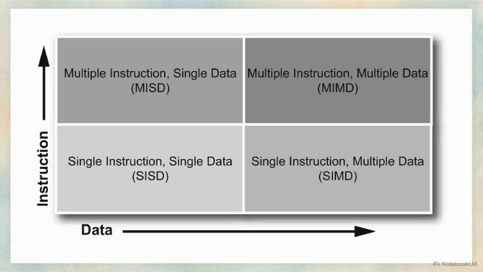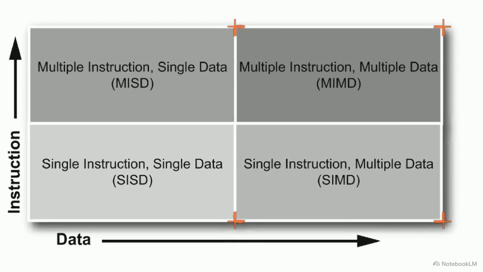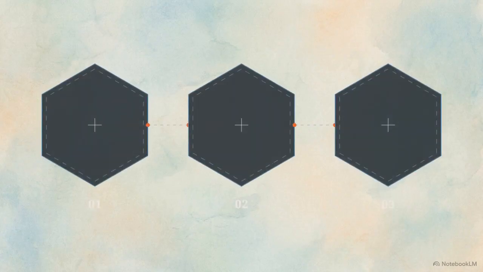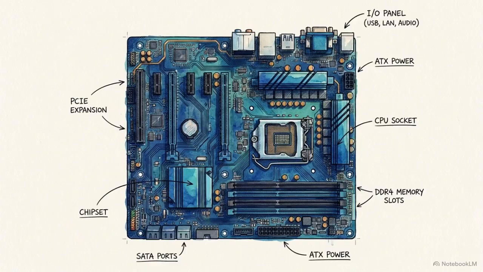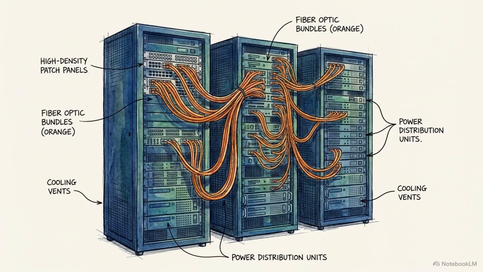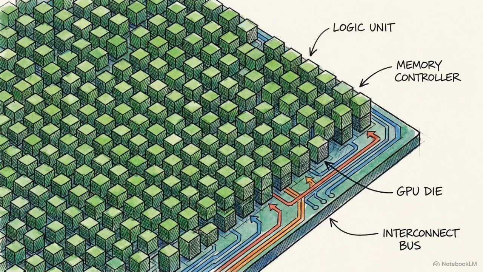Flynn's taxonomy details how computer architectures manage instructions and data. The bottom left quadrant is traditional serial programming, SISD, or single instruction, single data. Utilizing modern hardware requires migrating logic to the right side of this grid, into the MIMD and SIMD quadrants. Mastering these quadrants requires navigating three distinct computational topologies. First, shared memory, second, distributed memory, and third, massively parallel graphics processing units.